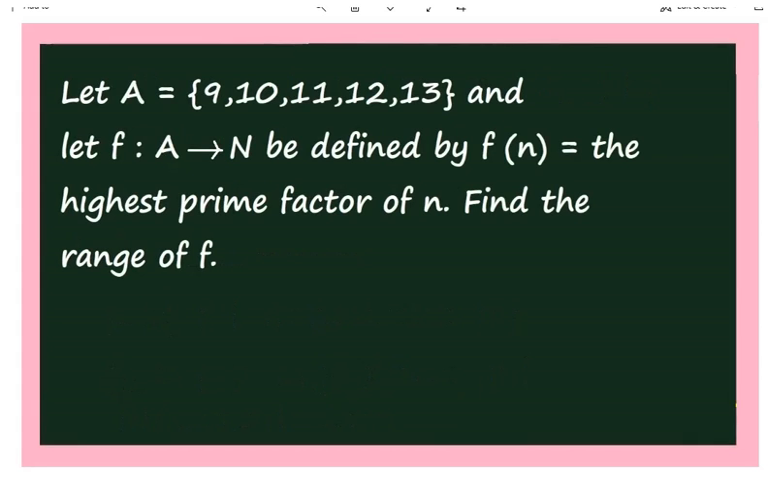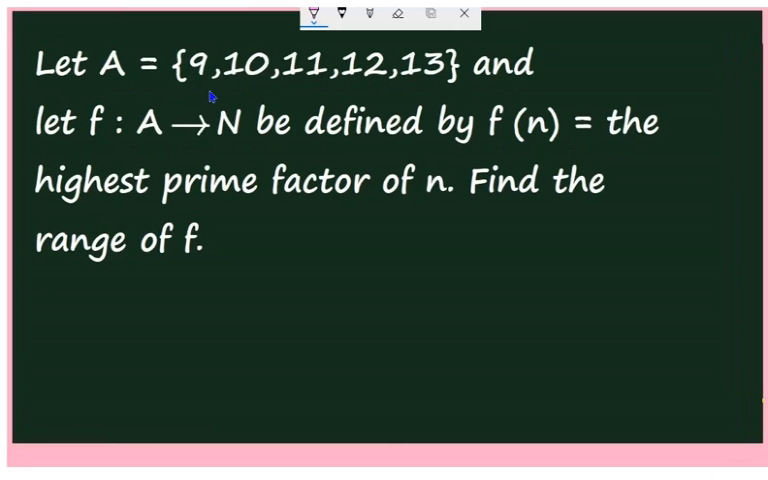Now, see this example. Let A = {9, 10, 11, 12, 13} and f from A to N is defined by f(n) = the highest prime factor of n. Find the range of f. Range of f means you have to find the images of the elements of A. You have to find the highest prime factor of all these numbers. You know how to find the prime factors. Among the prime factors, you have to take the highest. Now let us take the first element, 9. What are the factors of 9? 1, 3 and 9. Which is the highest prime factor here? 3. And this is the image of 9.